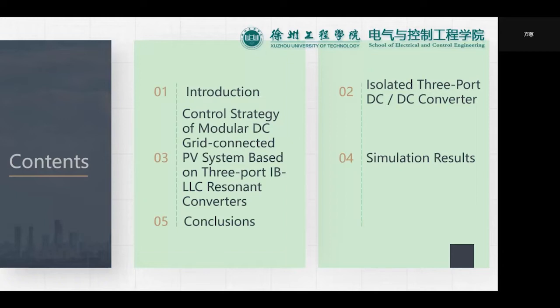Then, based on the simulation model of the converter, the simulation model of the modular photovoltaic DC grid-connected system is built to verify the characteristics of the system and the effectiveness of the voltage sharing control method. At last, the conclusion is given with my simulation model and the results. So let's start.